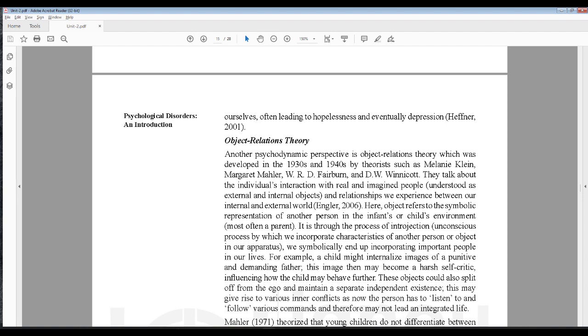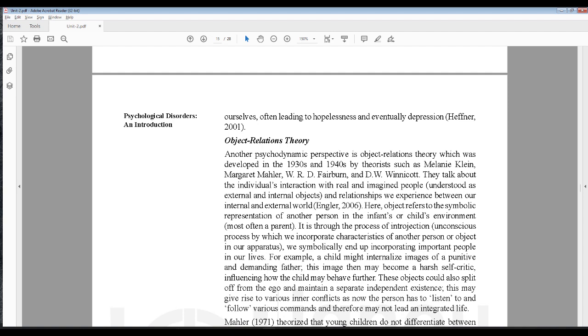This image then may become a harsh self-critic, influencing how the child may behave further. These objects could also split off from the ego and maintain a separate independent existence. This may give rise to various inner conflicts, as now the person has to listen to and follow various commands and therefore may not lead an integrated life.